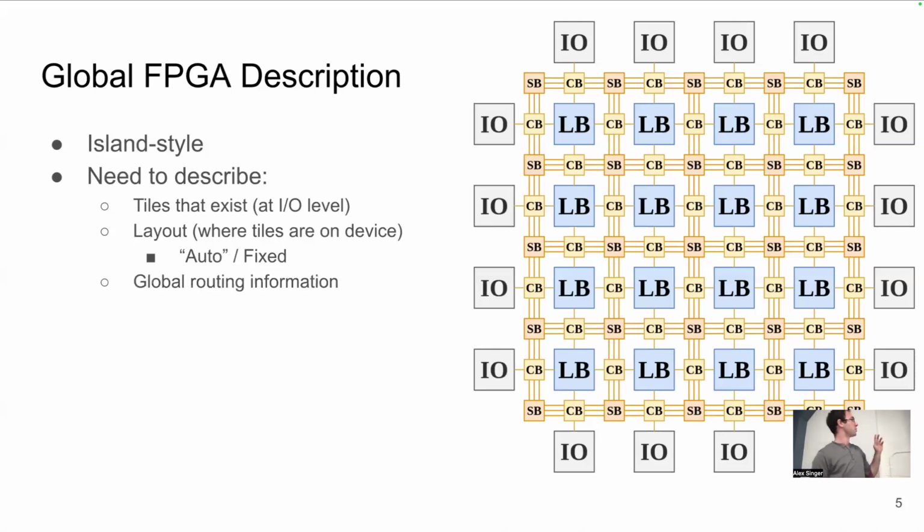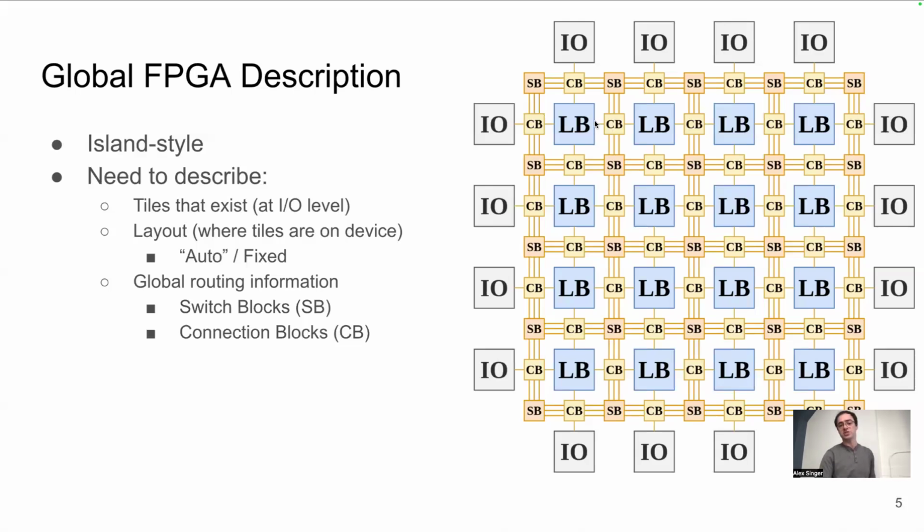And next up, we have the global routing information. That is the switch blocks, which are going to be handling the connection between the channels. So these orange wires that span the entire chip, these are called channels. And the switch blocks are what switches between the channels of, for example, the X channels and the Y channels. I showed them here in orange. The connection blocks are these ones shown in yellow. They connect the logic blocks or the tiles to the channels.